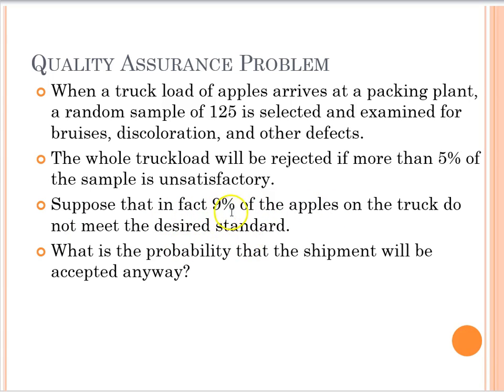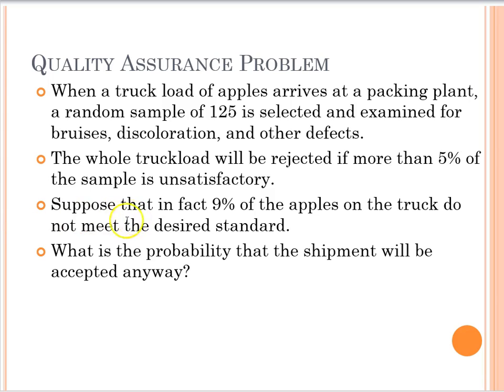So let's suppose that we know what the true proportion of apples on the truck that do not meet the standard is. Let's say that we know it's actually 9%. This 5% is just like our criteria for rejection, whereas the true proportion of bad apples is 9%. We want to know what's the probability that the shipment will be shipped anyway. That is, the sample that we've chosen is less than 5%.